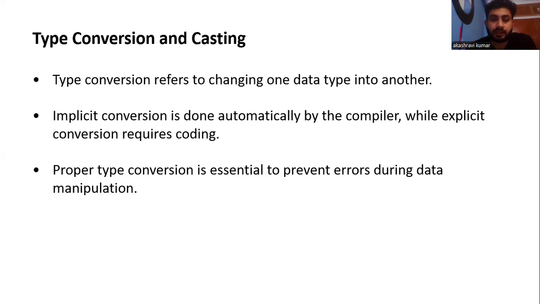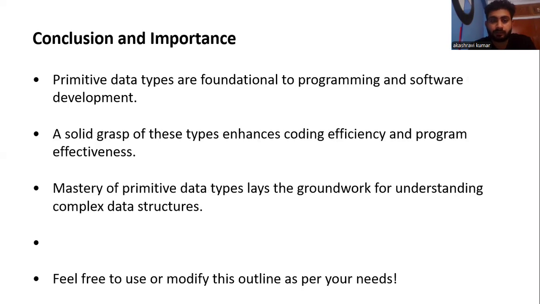Type conversion and casting. Type conversion refers to changing one data type into another. Implicit conversion is done automatically by the compiler, while explicit conversion requires coding. Proper type conversion is essential to prevent errors during data manipulation.